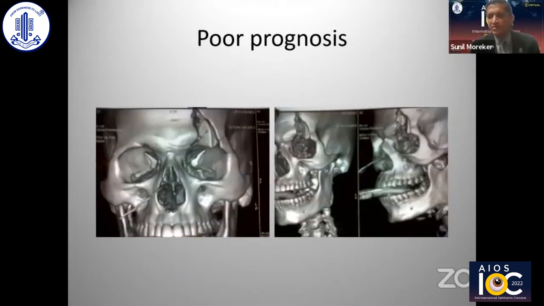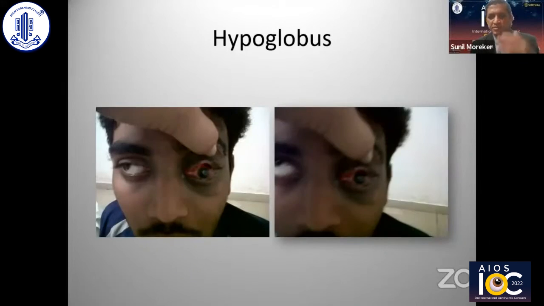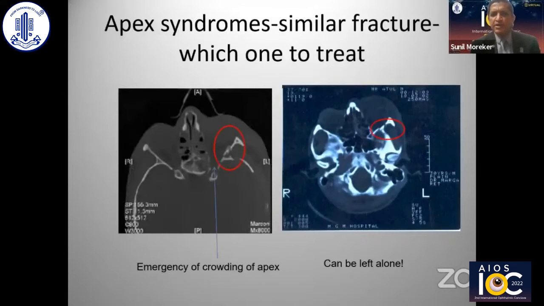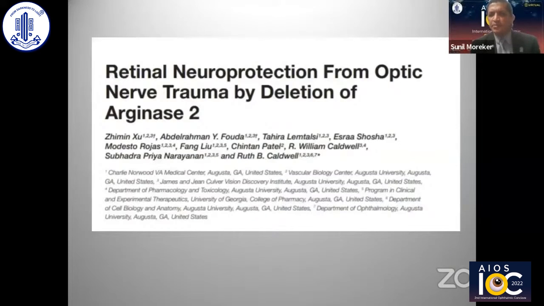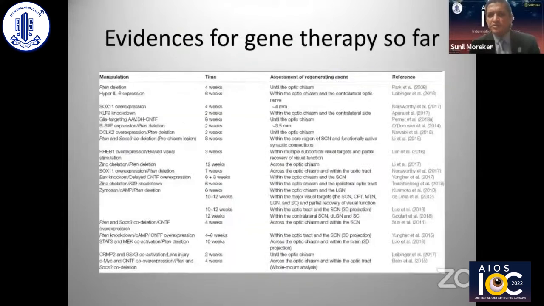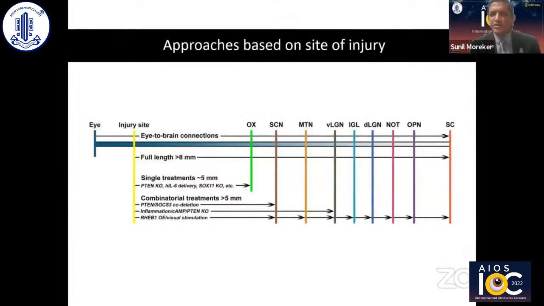Poor prognosis like this, I'm not going to touch at all. Dr. Sunil, please. Yeah. So for hypoglossal, the literature for endoscopy, I'm not going to look at. And there are newer drugs in the pipeline. So we are looking at resveratrol, and we are looking at gene therapy. So these are the evidences for gene therapy based on the approach of the site.